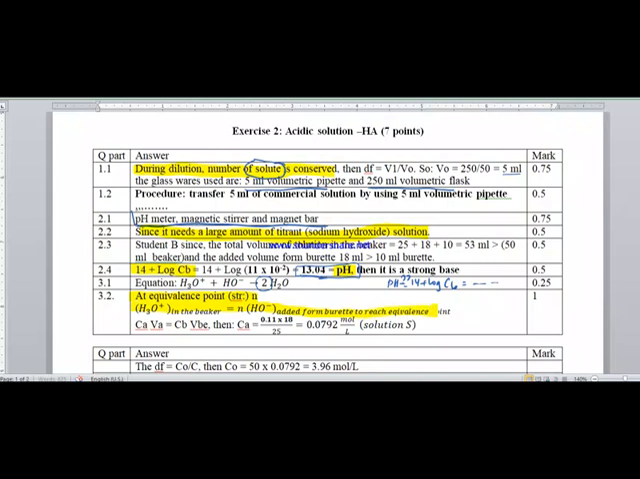These must be written; many students did not write them. You say the acid in the beaker reacts with the HO- added from the burette to reach the equivalence point. These must be mentioned. Then I say CaVa equals CbVb at equivalence. We calculate the concentration, so the value will be 0.079.